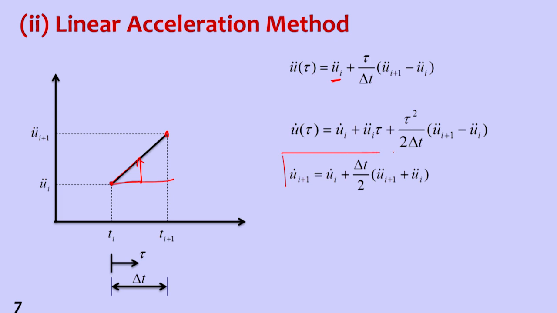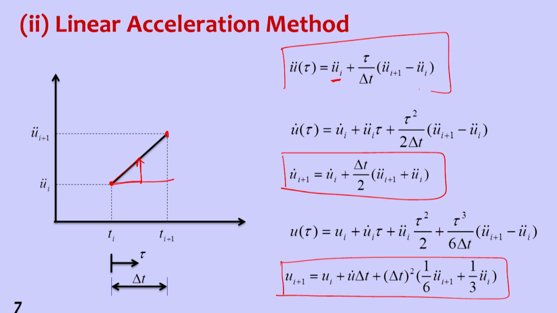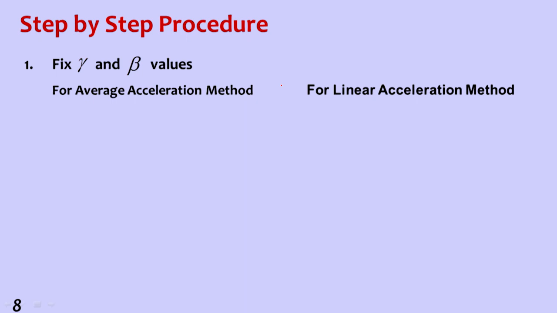Okay. And then again, if you integrate it, you get the velocity term. So you represent the velocity term in terms of i, and if you integrate again, you get the displacement term at this time instant. So we need these three. So that is the linear acceleration method, where we found the acceleration variation. Now let's discuss the step by step procedure for this one.